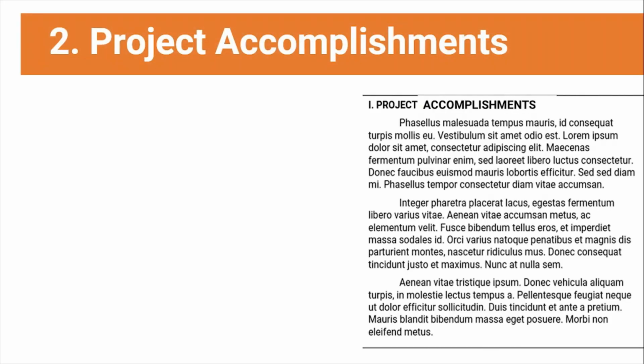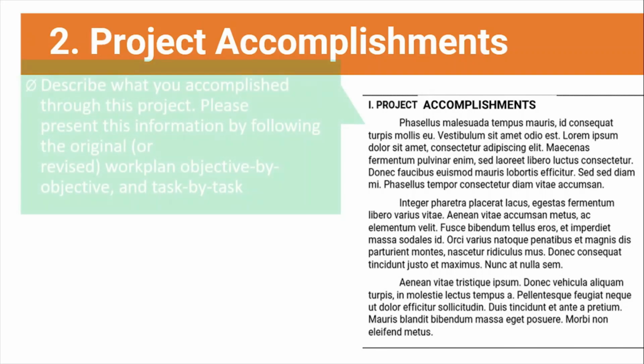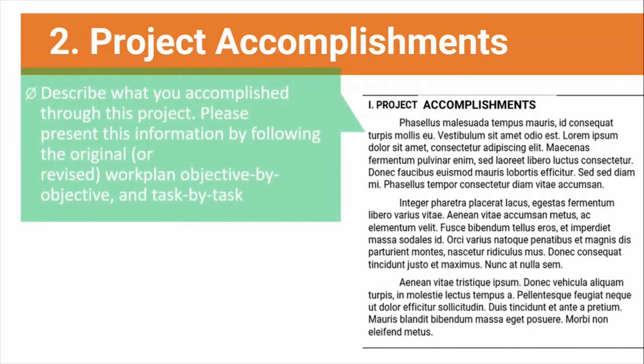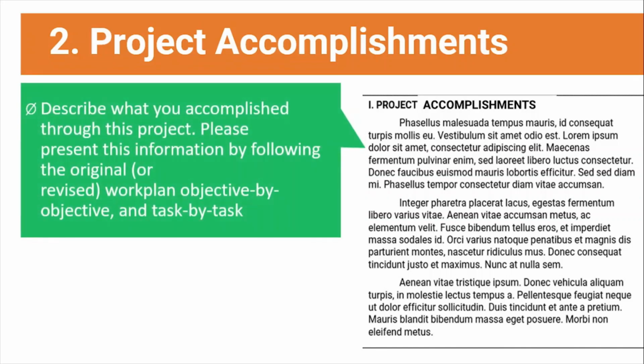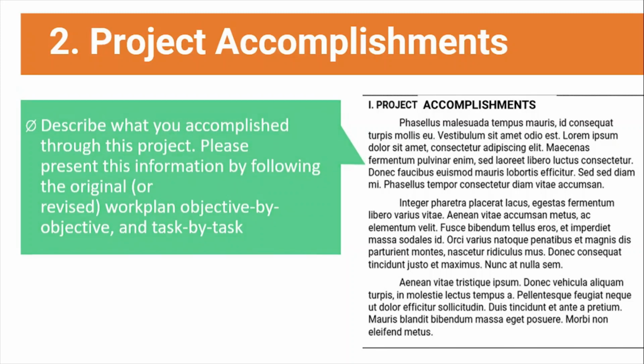Second part is project accomplishment. In a technical term, I think this is the result and discussion if it is a research. So therefore, you have to present clearly what you accomplished and how you accomplished it. The first part should contain the description of what you accomplished in this project. Present information by following the plan according to objective and according to tasks.